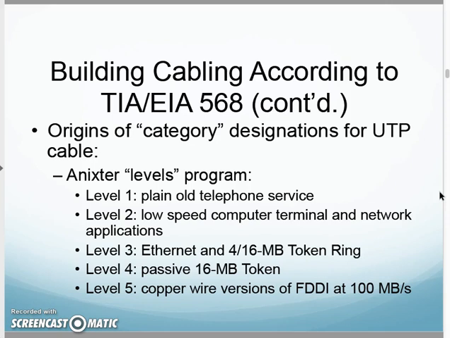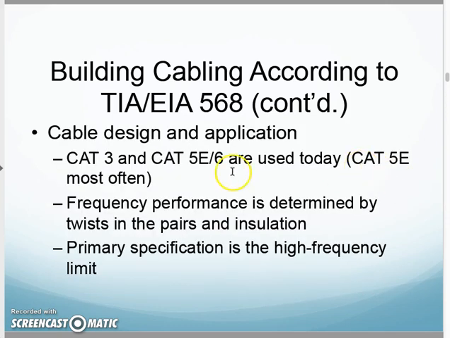As we started using Unshielded Twisted Pair, though, it became obvious that different types of twisted pair perform better, worse, etc. So they had to come up with a way to designate this one could perform to this level, this one performed to this level, and so forth. So they start coming up with these levels. Eventually, what we start learning of is category 3, 4, 5, so forth.